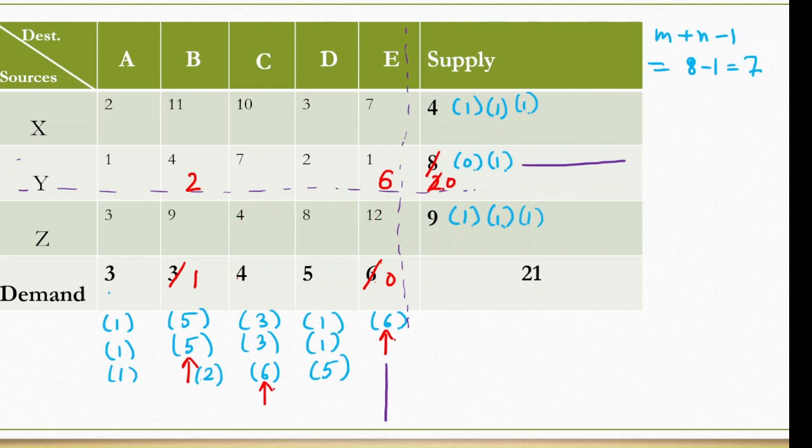So out of 12 and 4, the minimum is 4. So I'll be allocating 4 here. This becomes 0. 12 minus 4 is 8. So this was 9. So out of 9 and 4, 4 is the minimum. So this is 5. So now removing this particular column and add a dash here. So can't calculate the penalty in this case.